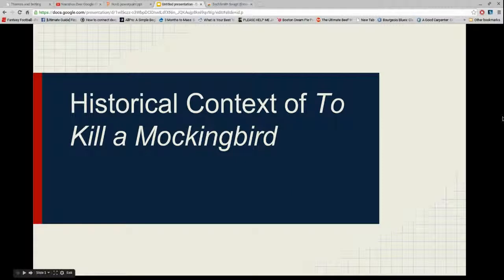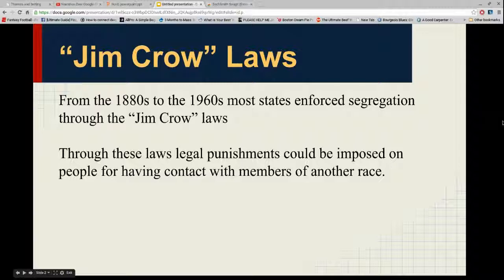Hey class. Okay, so today we're going to discuss the historical context of To Kill a Mockingbird. So the first thing to know is Jim Crow laws. From the 1880s to the 1960s, most states enforced segregation through the Jim Crow laws. Through these laws, legal punishment could be imposed on people for having contact with members of another race.